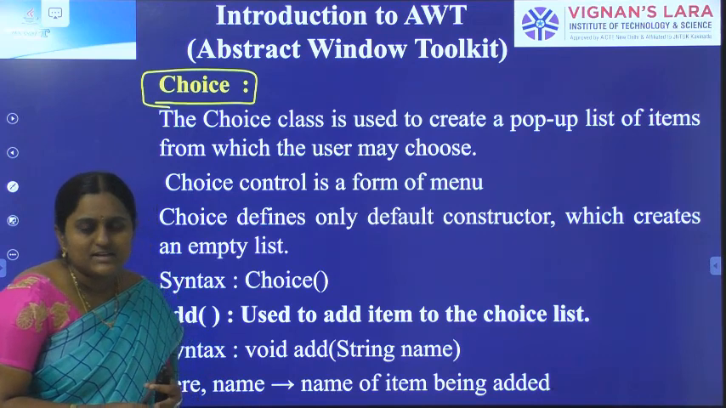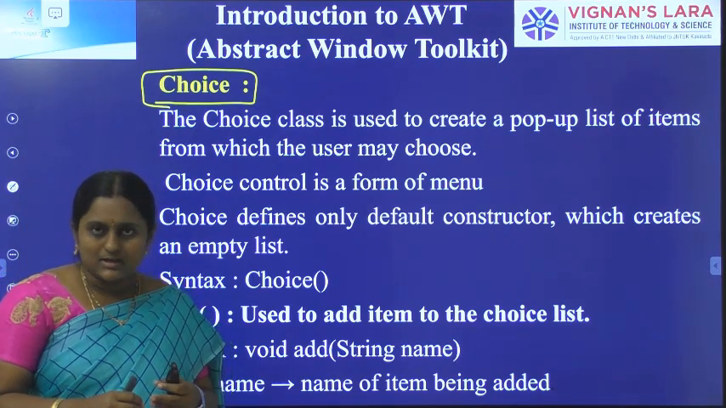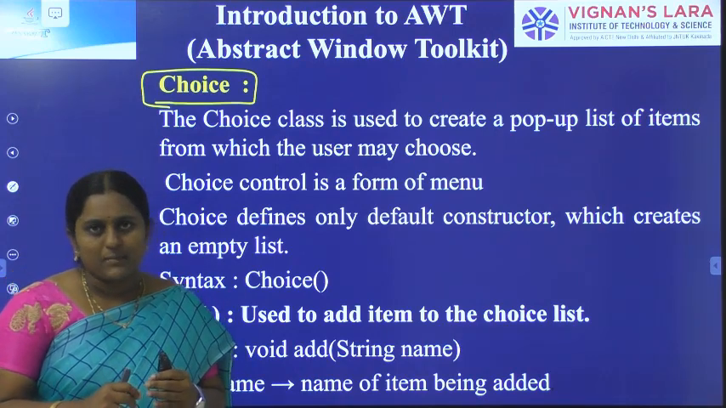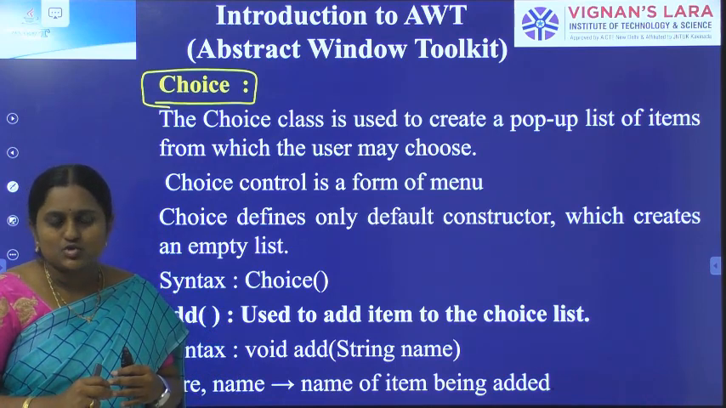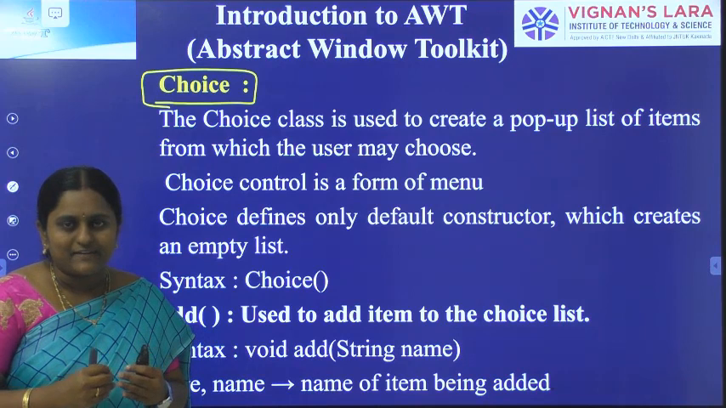In Java, AWT is one of the largest packages. It contains a number of classes and methods. So here Choice is a class. That class is present in which package? The AWT package. So what is Choice? Choice is a GUI component. It is a predefined class.